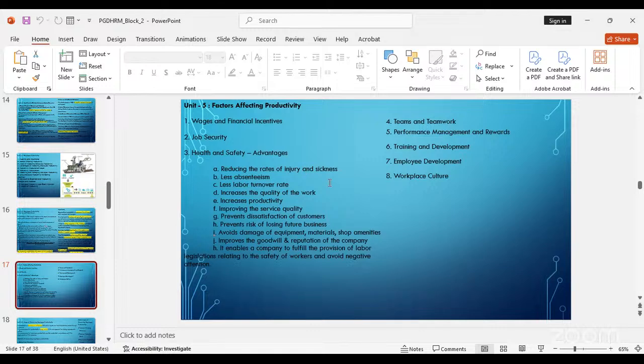This leads to less absenteeism, less labor turnover rate, and of course improves the quality of the work, increases productivity, improving the service quality. All these are the benefits which can be gained by taking care of health and safety aspects of the employees. Okay. So these are some of the factors affecting productivity.